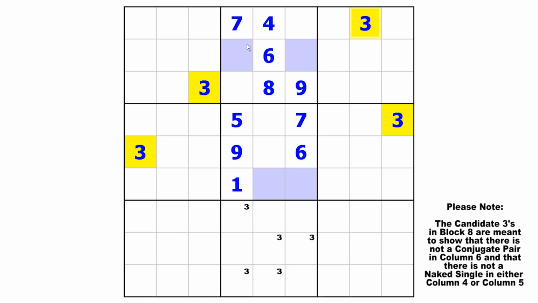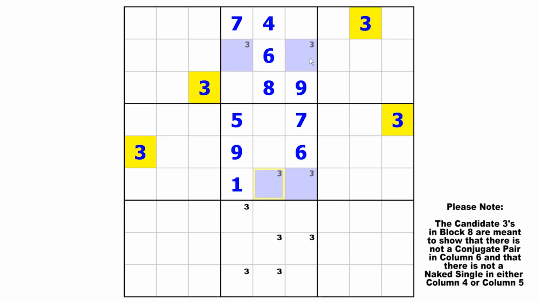Let's say we have a conjugate pair of 3's up here in block 2 and another conjugate pair of 3's down here in block 5, and they line up like this, such that they do not form a normal rectangular X-wing or a crooked X-wing. The two candidate 3s in column 6 line up and can see each other. Let's call these the connecting candidates. But the two candidate 3s in column 4 and column 5 do not line up. They are not connected. They are offset and do not see each other.